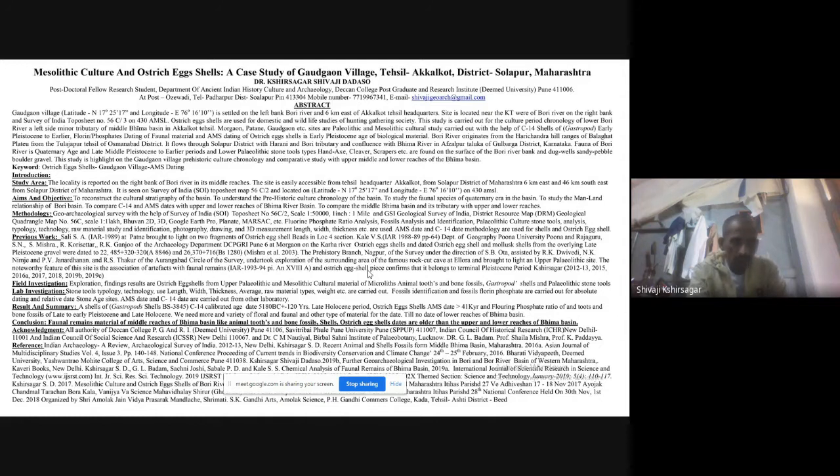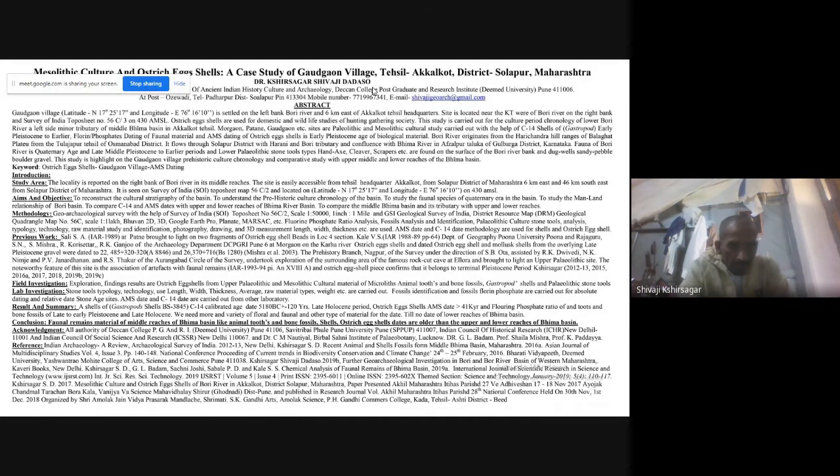lower reaches. Methodology: geoarchaeological survey with the help of the Survey of India topo sheet number 56/2, scale 1 to 50,000 and 1 inch to 1 mile, and GSI district resource map, geological quadrangle maps, Bhuvan 2D, 3D, Google Earth Pro, Planet, etc. are used for the methodology. Chlorine phosphate ratio analysis of the fossil analysis and the identification. Paleolithic culture stone tools analysis, typology, technology, raw material study, and the identification of stone tools, photography, drawing, and 3D measurements, length, width, thickness, etc. are used.